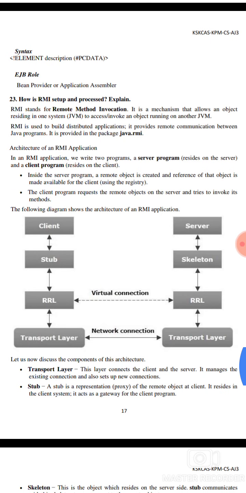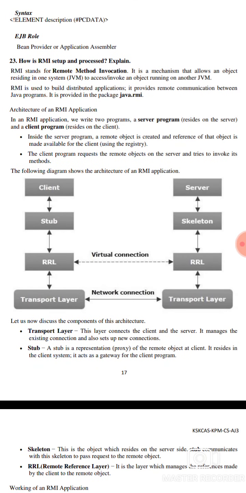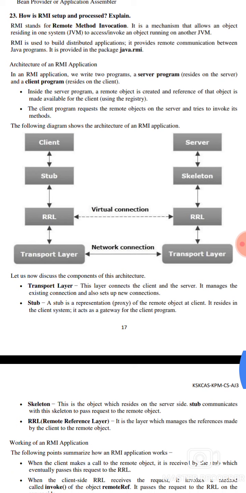23. How does RMI work and what is the process? RMI stands for Remote Method Invocation. This mechanism allows an object residing in one system to access and invoke an object running on another JVM. RMI is used to build distributed applications and provides remote communication between Java programs. It is provided in the java.rmi package.